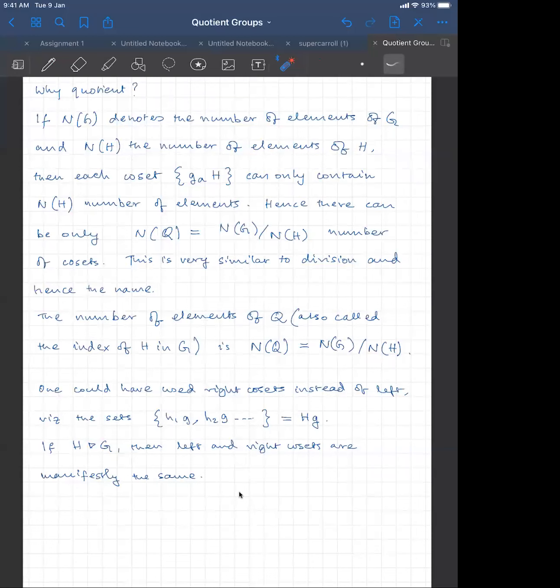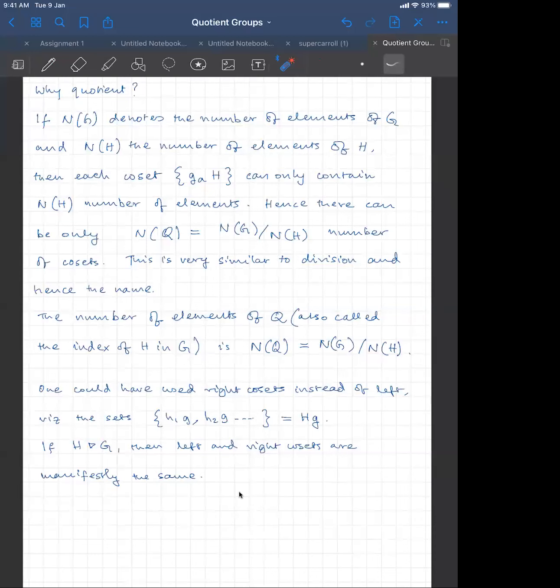Of course, there's nothing sacred about this being the left cosets. We could similarly also have right cosets, with the sets g1 a, g2 a, given by Hg.